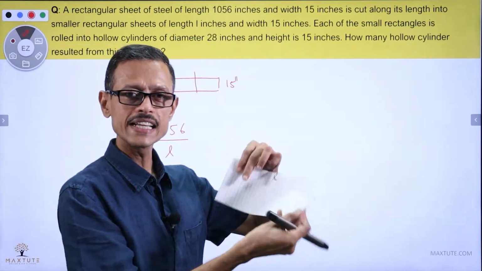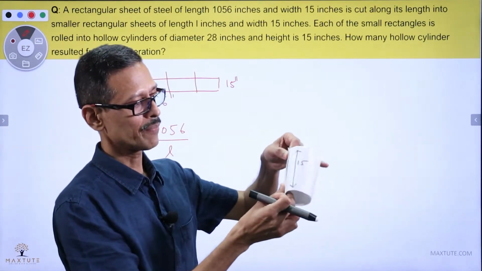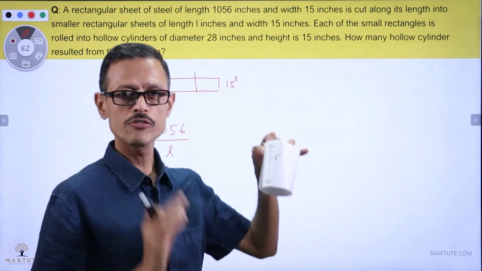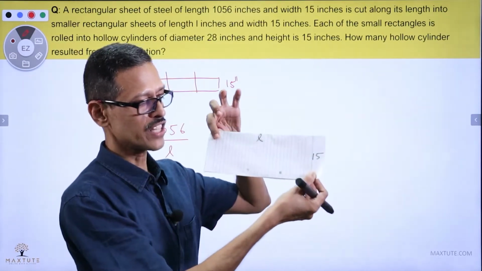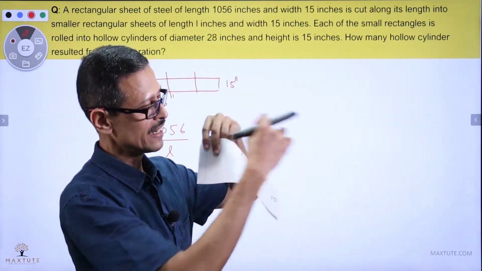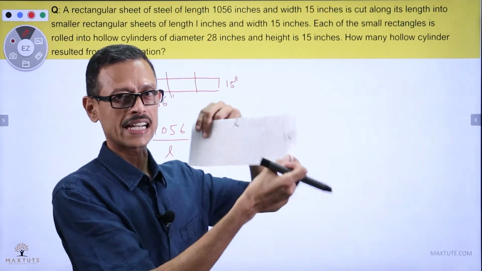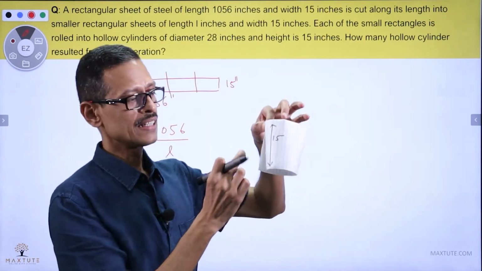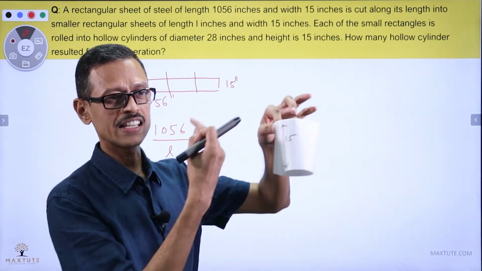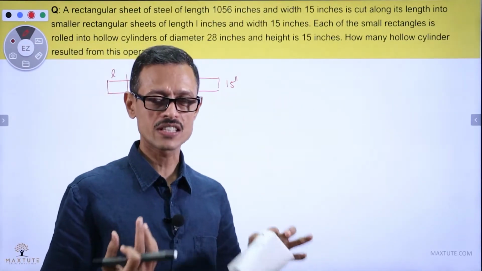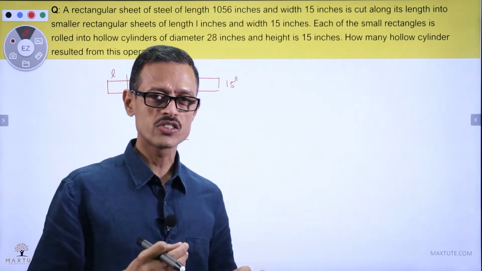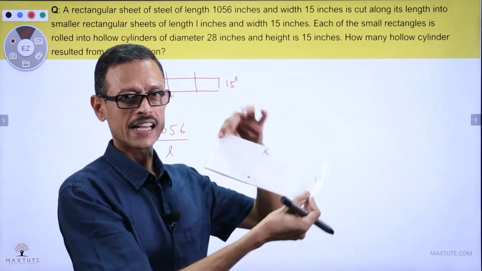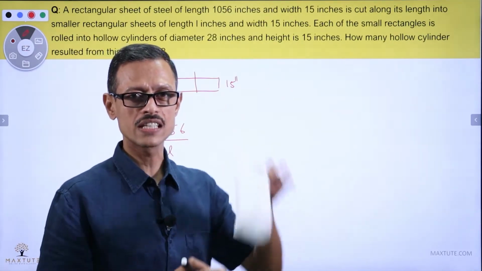We are rolling it into a cylinder. I got a cylinder whose diameter is equal to 28 inches and its height is equal to 15. When it is kept as a sheet, the area is length into width. We are essentially talking about a rectangle. When it is folded and curved into a cylinder, the area of the sheet essentially is nothing but the curved surface area of the cylinder. So the way we are going to solve this question to find out the value of L is equating the area of the rectangle to the curved surface area of the cylinder.